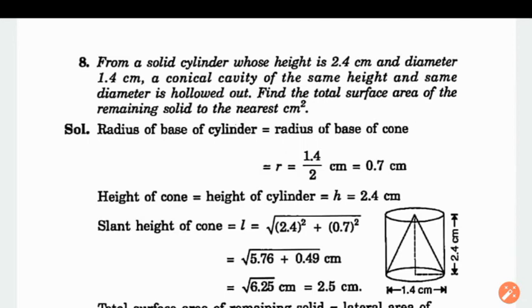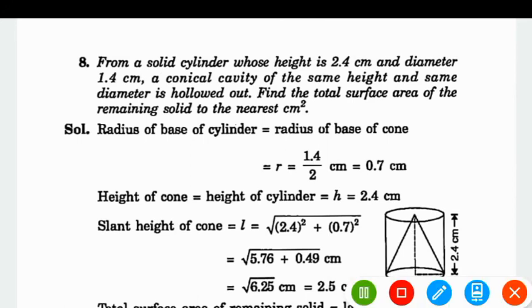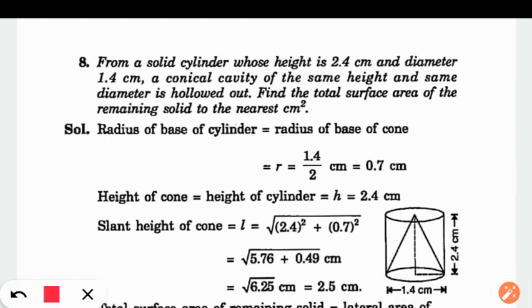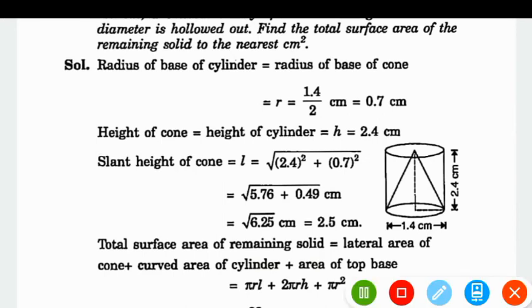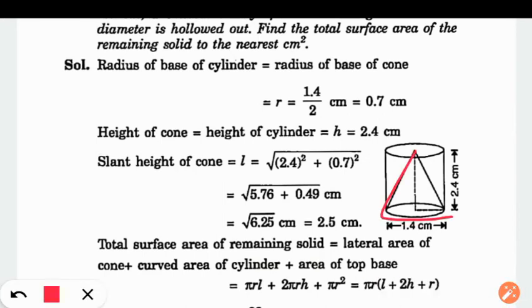So let's do the last one, question number 8. Here, from a solid cylinder whose height is, you can see, given as 2.5 centimeter and diameter is also given, 1.4 centimeter, a conical cavity of the same height and the same diameter is hollowed out. So you can see here this is the conical cavity, and it has the same base and the same height as that of the cylinder. Okay.